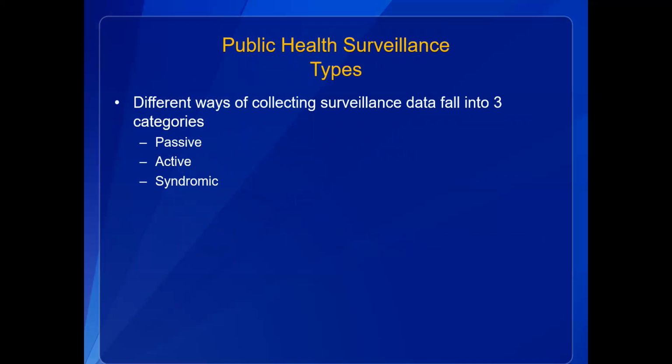Then what are the types of surveillance systems which we have? We have three main types. I think we've discussed some of these things earlier in terms of how we collect data, without putting this definition. But in terms of public health surveillance types, we have three: a passive surveillance system, an active surveillance system, and a syndromic surveillance system.